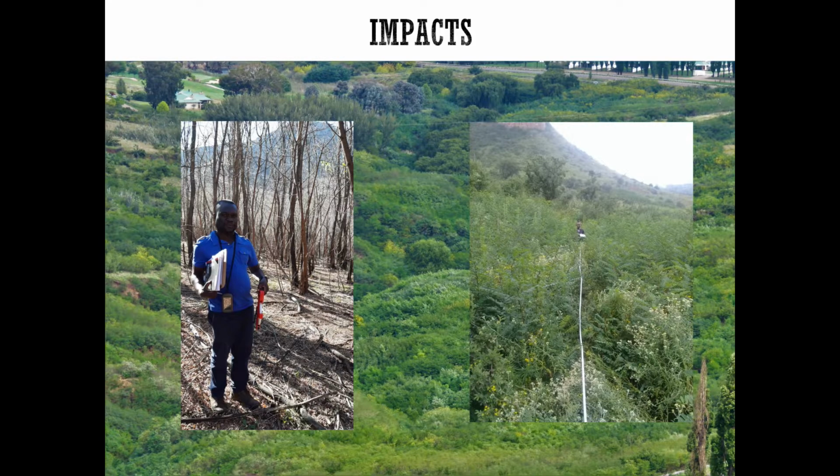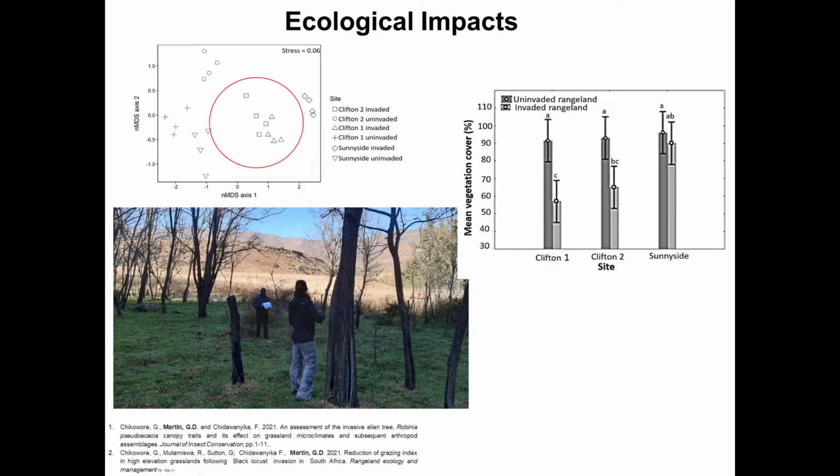Over the last couple of years, I've been measuring a number of environmental parameters regarding these trees: how they're affecting the temperatures at ground level within the invaded populations, how they're affecting the general biodiversity in the systems, and how they're affecting ecosystem services. I'll just go through one or two of those examples. The first one is that because it's a legume tree, it's putting nitrogen into the soils and affecting the soil. So we are looking at the impacts on the grazing underneath Robinia stands in the Free State. This was more in the grass environment, specifically in the mountains.